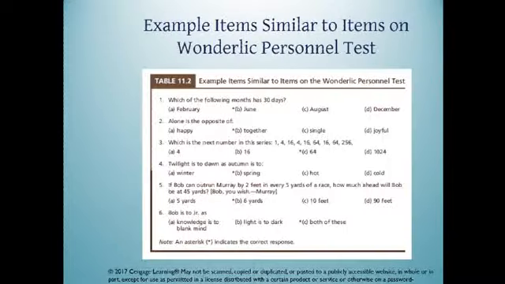Here are some example items not taken from the test, but that are similar to what you'd expect from the test. So we'll go through a couple of these. Which of the following months has 30 days? Alone is the opposite of joyful, together, which is the next number in the series, where you have to work out which number comes next. And so on, class. Lots of items like this.